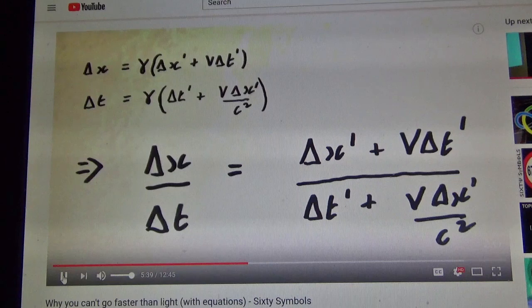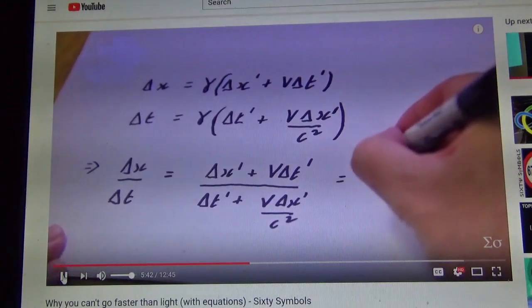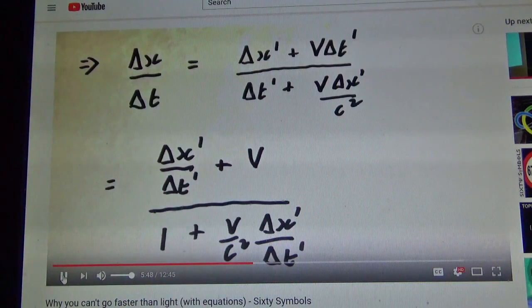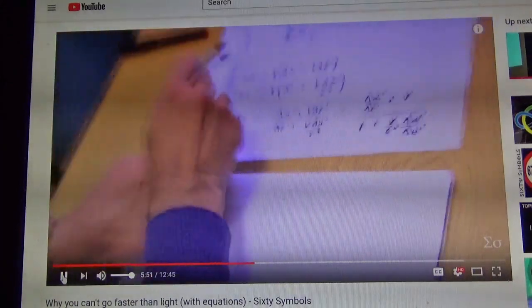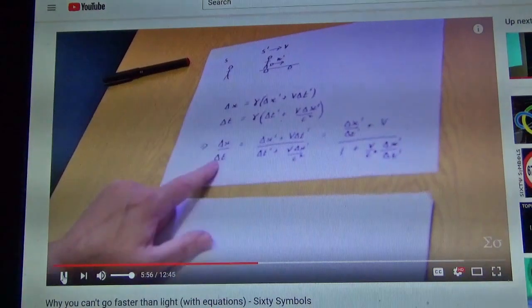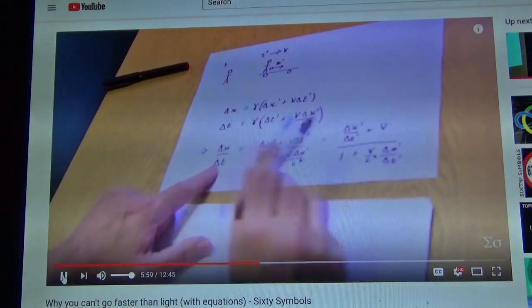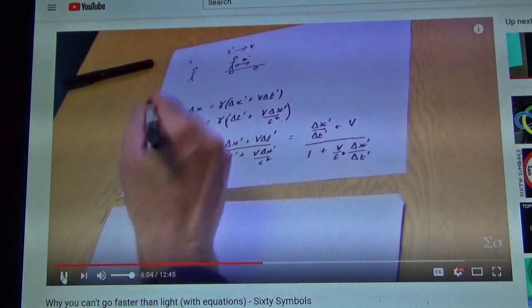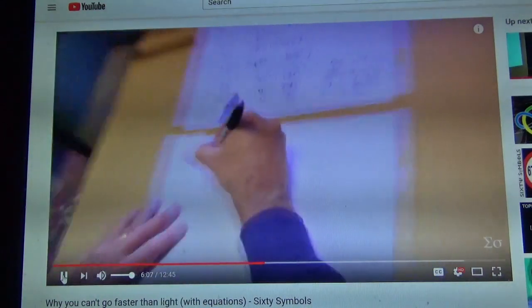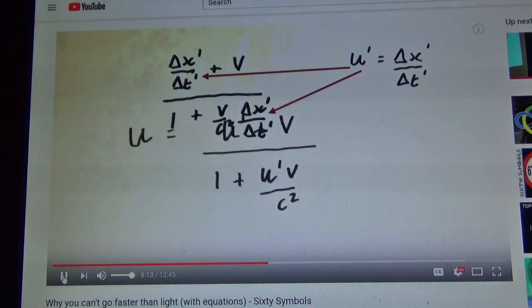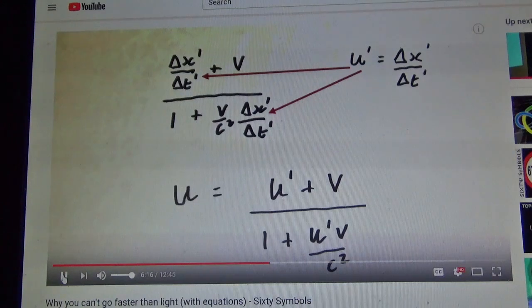I'll divide top and bottom through by delta t prime, so I can just write this as delta x prime over delta t prime. This is the answer that we wanted, because delta x over delta t is the speed of the bowling ball or whatever it is that's being thrown along the train as seen from the person standing beside the track. And delta x prime over delta t prime is the speed as seen by the person on the train. So I can write that in terms of the u's and u primes from before. This just says that u is equal to u prime plus v, divided by 1 plus u prime v over c squared, which is the final answer.